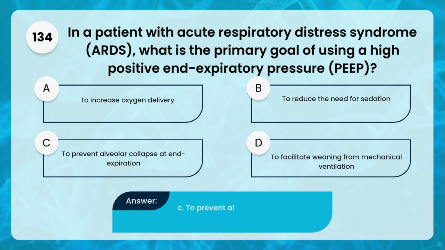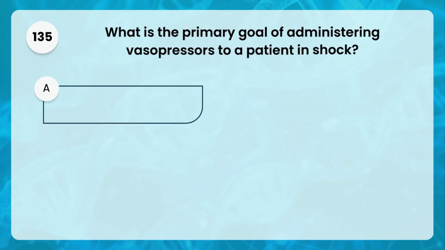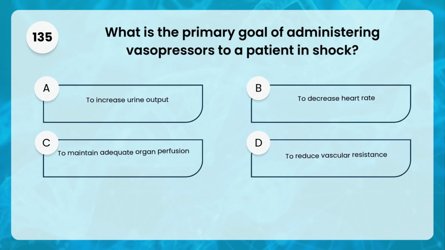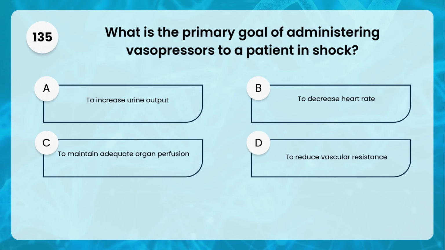The answer is C. To prevent alveolar collapse at end expiration. Number 135. What is the primary goal of administering vasopressors to a patient in shock? A. To increase urine output. B. To decrease heart rate.